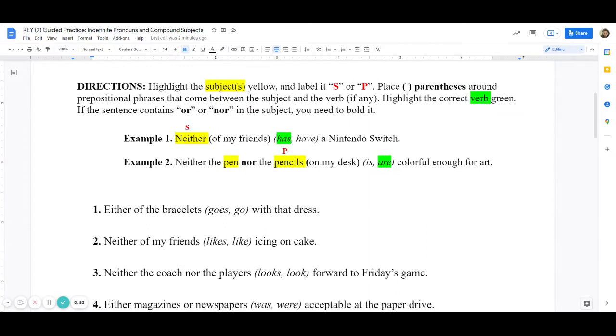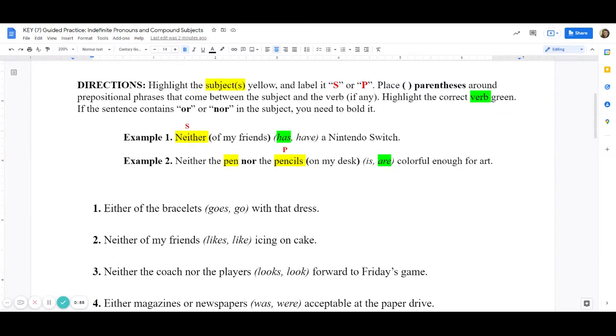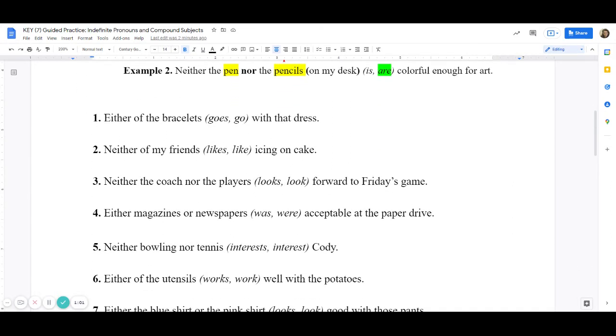I think it'd be best to quickly nail out all of our prepositional phrases and all of our ors or nors. So let's look at number one. I see either, but there is no or, which means either is my subject. So I need to get rid of my prepositional phrase, which is of the bracelets. Number two says neither, but there's no nor. So neither is my subject. What is the prepositional phrase? Of my friends.